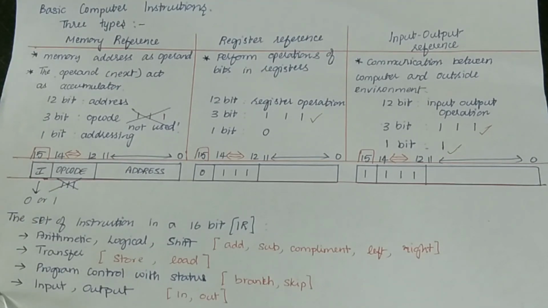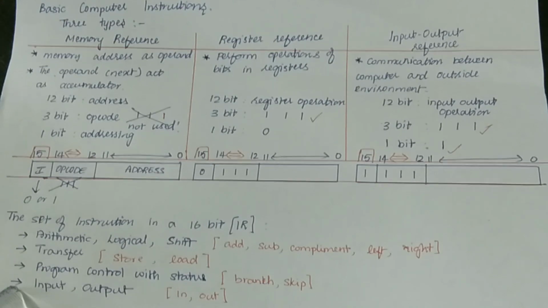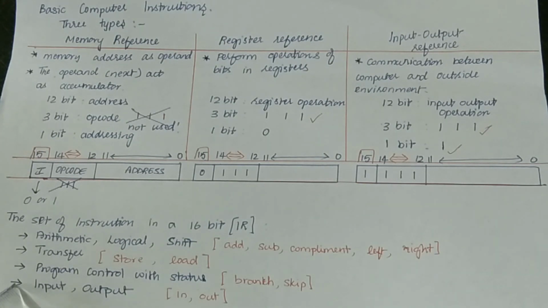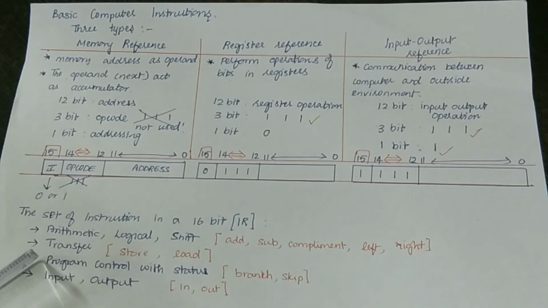These are the set of instructions which can be performed on the operand found using instruction codes. Arithmetic, logical, and shift operations, comprising basic operations like addition, subtraction, complement, left shift, and right shift. Then transfer operations, comprising store and load operations. Under store operation, the operand bits are stored in the particular instruction code. The load operation is where the binary bits or the result of the operation performed is stored in the memory. Program control with status. We shall be learning about this in detail in further sessions. Input and output operations, which indicate whether the operand bits are input or output.